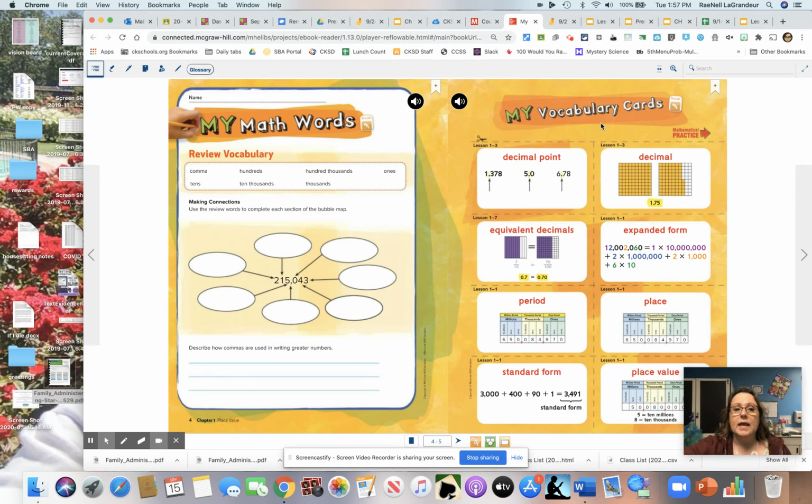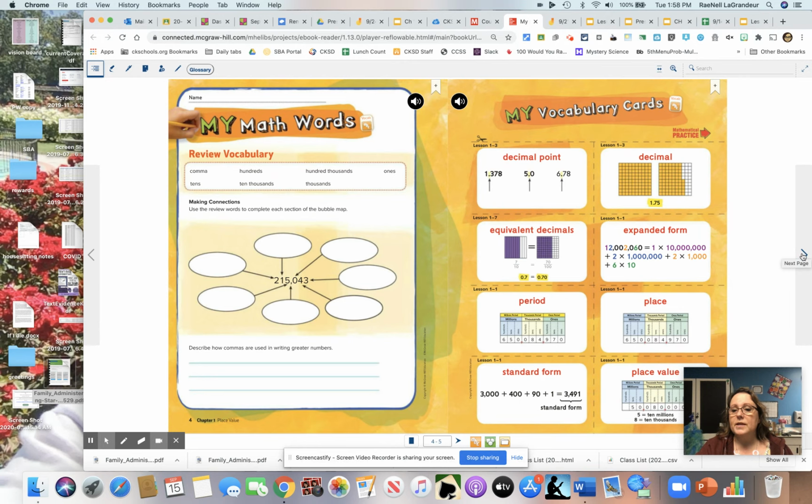The first thing is that you have these cards in here. This one says decimal point, decimal, equivalent decimals, expanded form, period, place, standard form, place value. If you are thinking back to your journal, you'll notice the word period is not there. We don't really need that word. It's not a word that's commonly used in math, so we're not going over it this time. It just means all of the ones, from 1 to 10 to 100, and then all of the thousands from 1,000 to 10,000 to 100,000. So that's considered a period, but we're not going to go over that word.